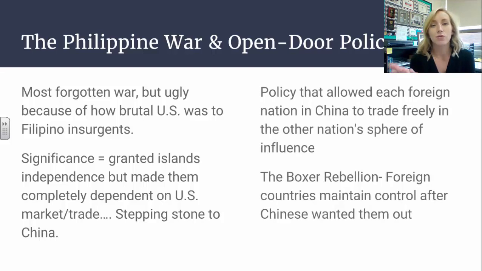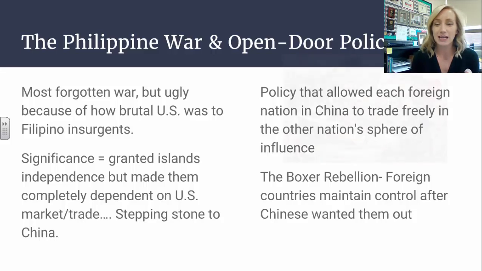So we have what's called the open door policy. This was a policy that the United States put on the Chinese market, essentially, that allowed for each foreign nation that was involved, which there were many, to trade freely in the other nation's sphere of influence. So if a country was kind of taking over the silk trade industry, other countries could still dabble in that, right? That was the open door policy.